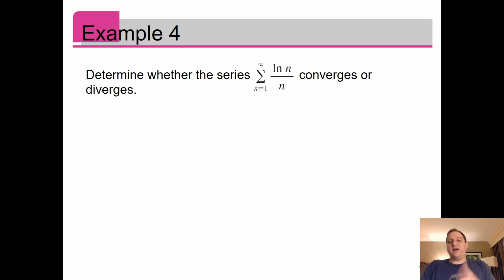Alright, now here's another one where we're going to have to use the integral test, so it's not a p-series. Again, you can kind of use some intuition here. This is not the only way to handle this particular series, but we're going to look at the series, the sum from n equals 1 to infinity of natural log of n over n. Does it converge or diverge?